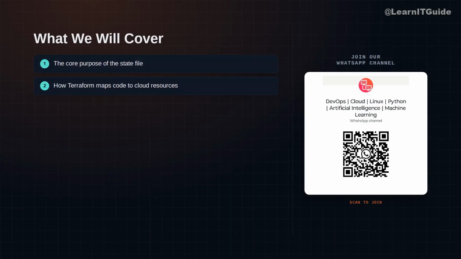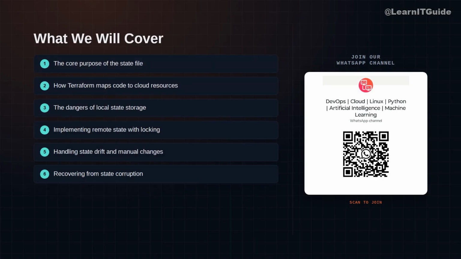These are the topics we will cover in this video. Specifically, we will look at how state maps resources, the risks of local storage, how to move to remote backends, and how to fix state drift. So do not skip ahead, watch all the way through to actually understand this properly.